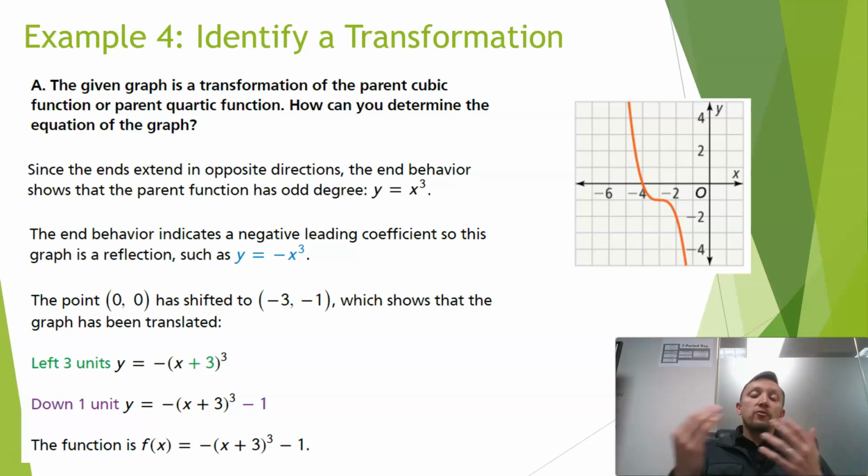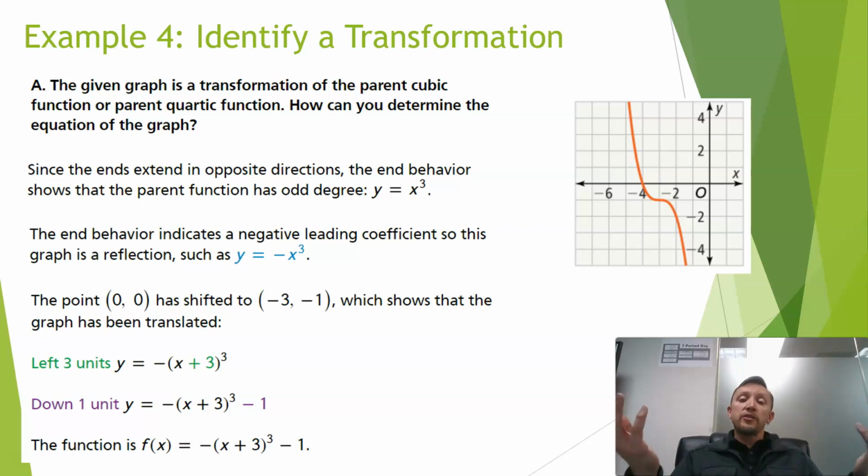But then as far as where that turning point has moved to, it's at -3, -1, which means it would be, in parentheses, x plus 3. Okay, it's x plus 3 because it went to the left 3 units. And then it's cubed, so we'd have parentheses cubed. And then it's gone down 1 unit, so outside the parentheses we'd have -1.